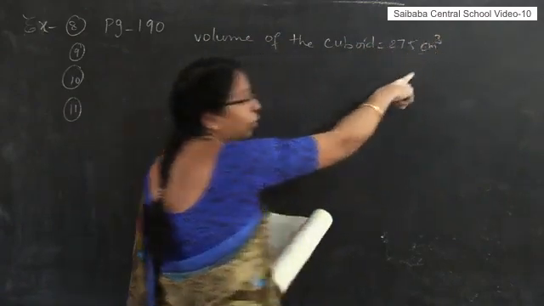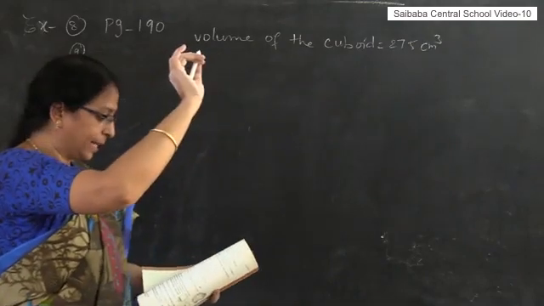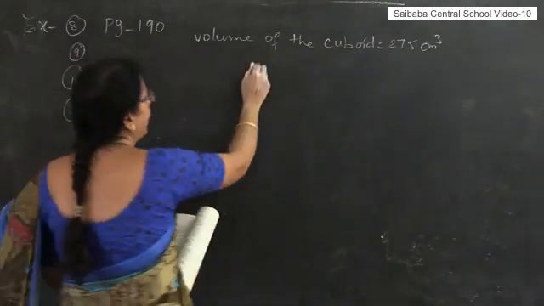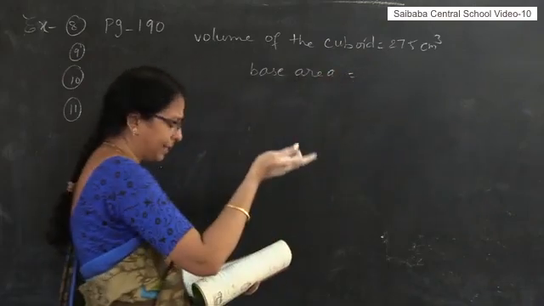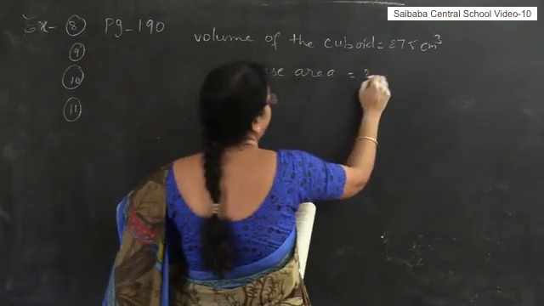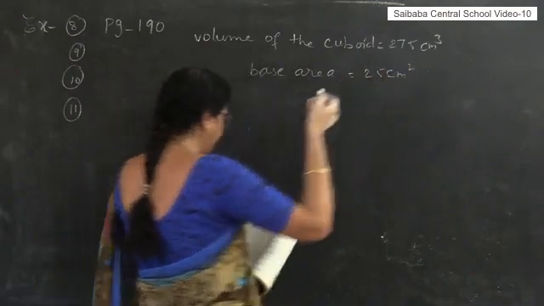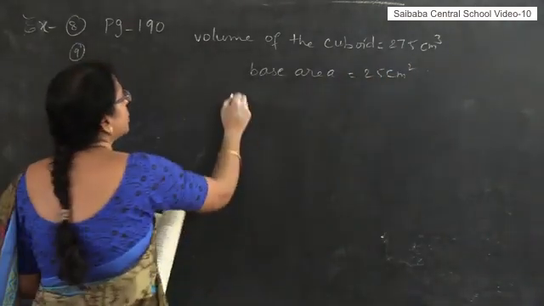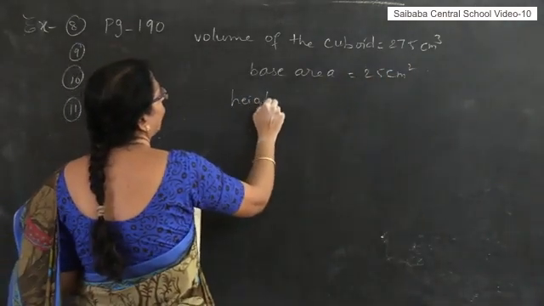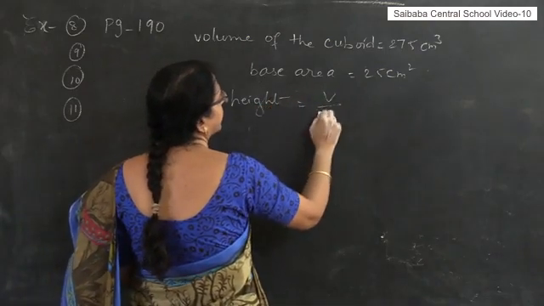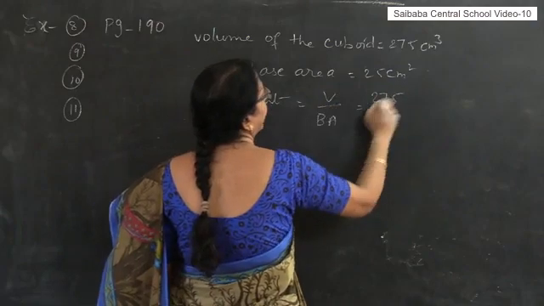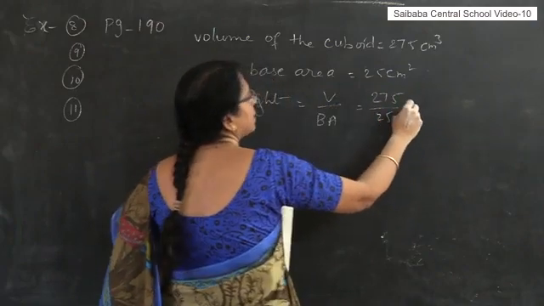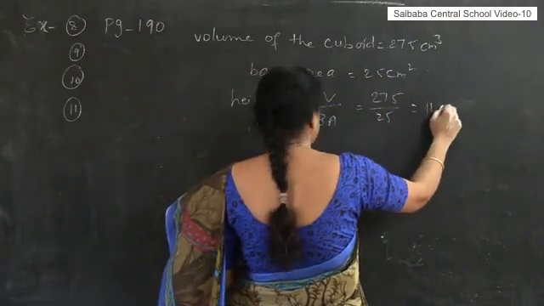275 cubic centimeter. Volume is always measured in cubic centimeter. Now they have given the base area. That means the down part, the base, is given. That is 25 square centimeter. And now they are asking what is the height. So height is nothing but volume divided by base area. So that is 275 by 25. That means 11 centimeter.